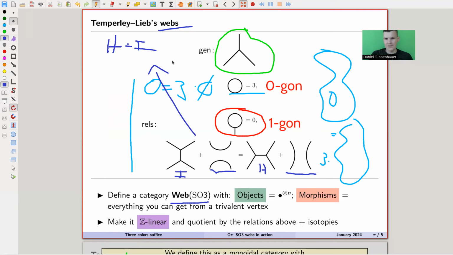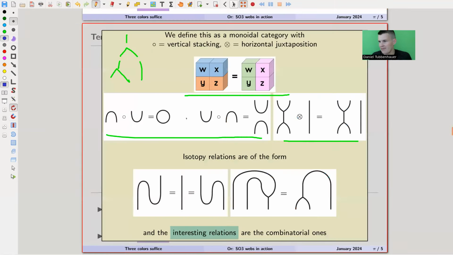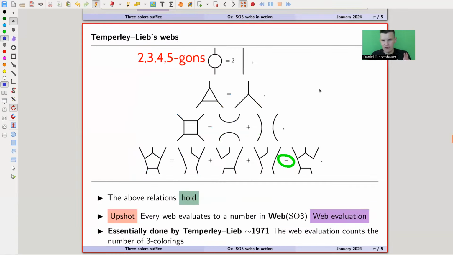It's very simple. A circle is 3, a lollipop is 0, and this is a little bit like a strange H equals I relation. And we put them together in something we call web SO3. All right, I hope that makes some sense. And what you do then, okay, why would you do that? This is a good question. And that's the magic of Tubbenhauer-Wedrich.